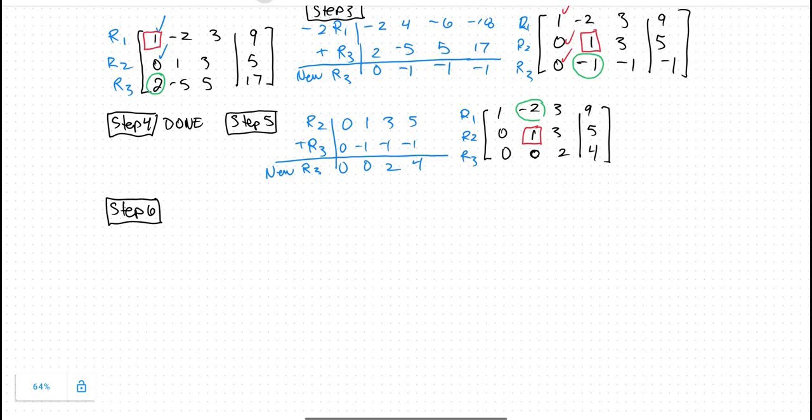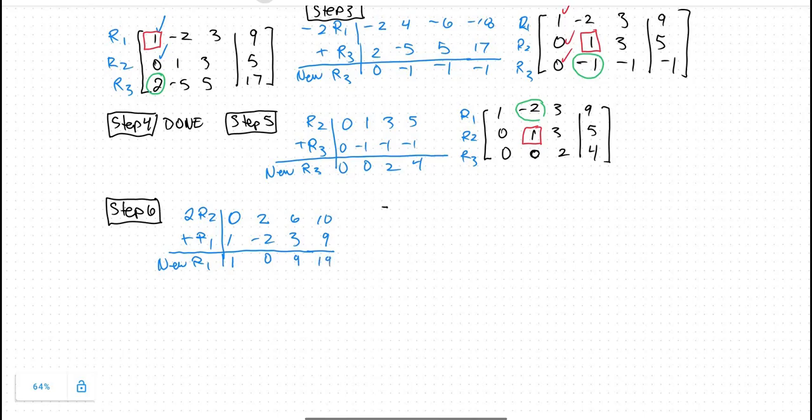Okay, so we said 2 times row 2 plus row 1, and that'll give you your new row 1. All right, so if you multiply, 2 times 0 is 0, 2 times 1 is 2, 2 times 3 is 6, 2 times 5 is 10. Row 1, copy it over, 1, -2, 3, and 9. If you add them, this gives you a 1, 0, 9, and 19.